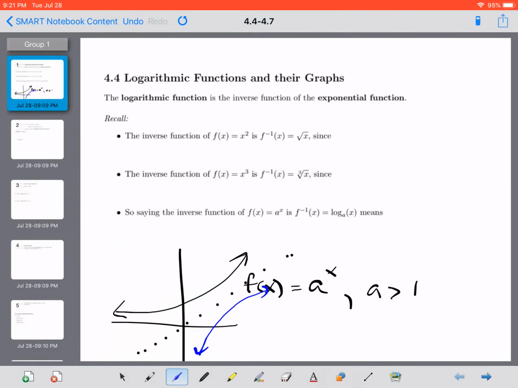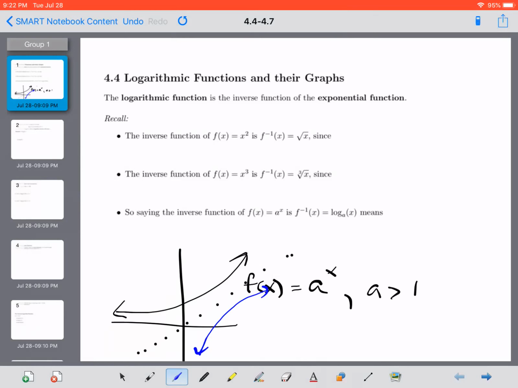Now this doesn't look like any of the graphs we've seen before, so the question is, what is it? Well, as it turns out, because it's something we've never seen before, we have to come up with a new name just to express what the inverse of the exponential function is, and we call that the logarithmic function. So the logarithmic function is defined to be the inverse function of the exponential function.